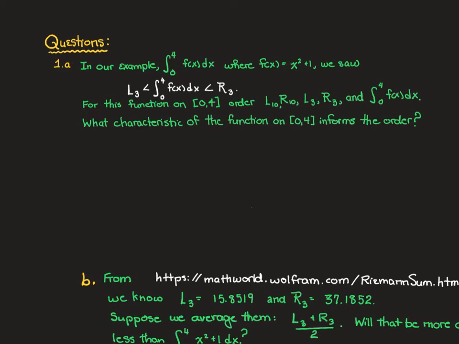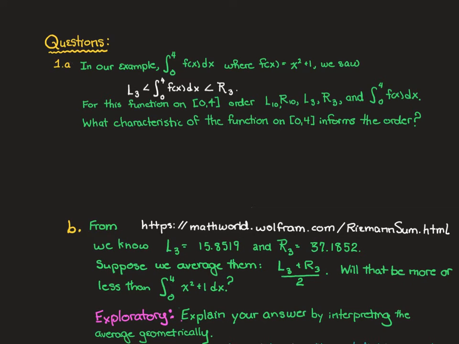In our example, the integral from 0 to 4 of f of x dx, where f of x is x squared plus 1, we saw that L3 is less than the integral, which is less than R3. For this function on 0, 4, order L10, R10, L3, R3, and the integral itself. What characteristic of the function on the interval 0 to 4 informs the order?